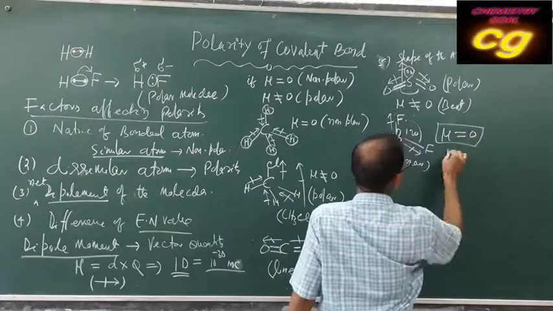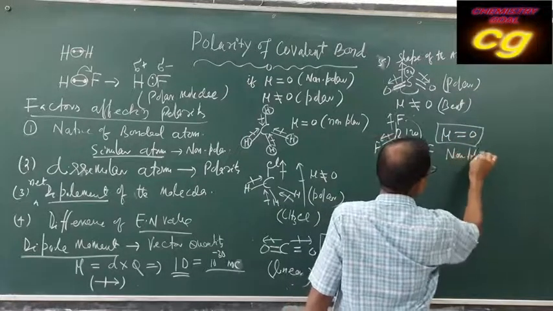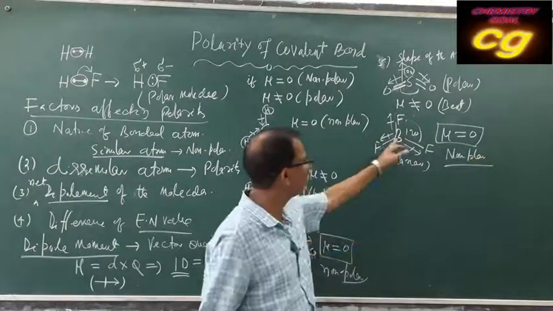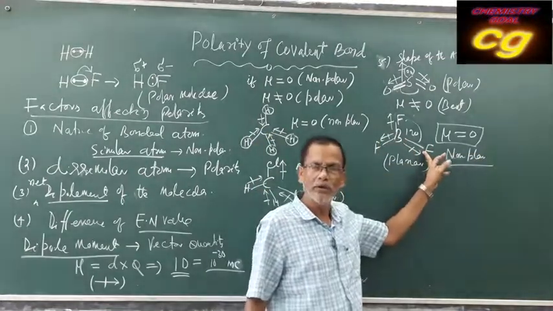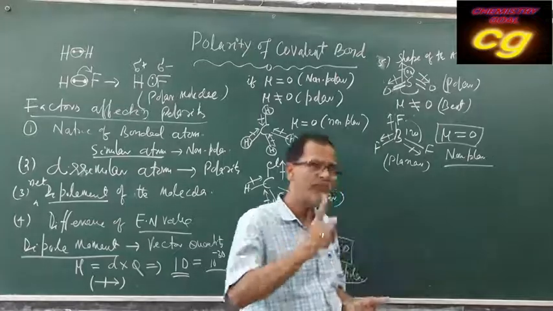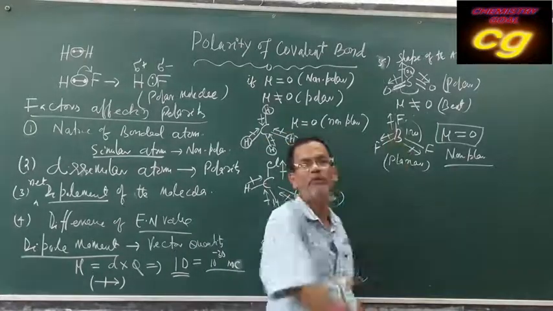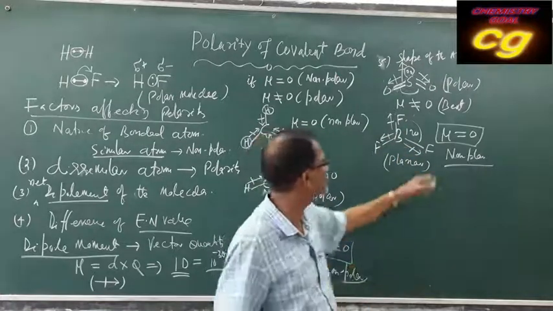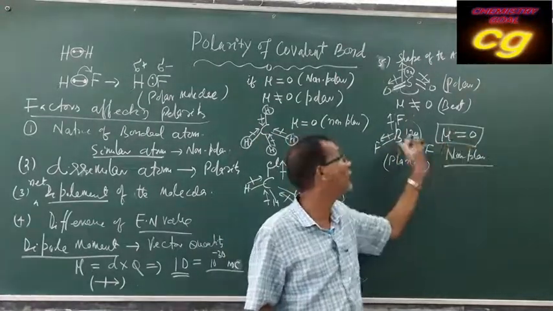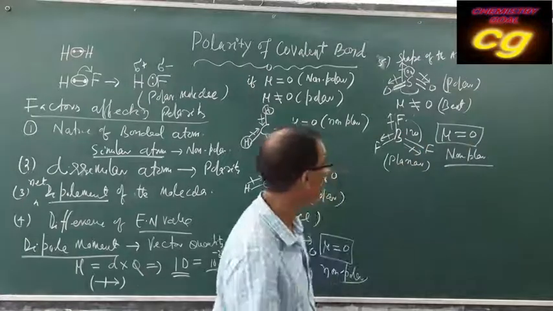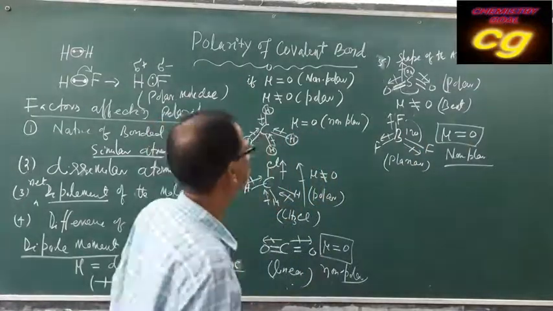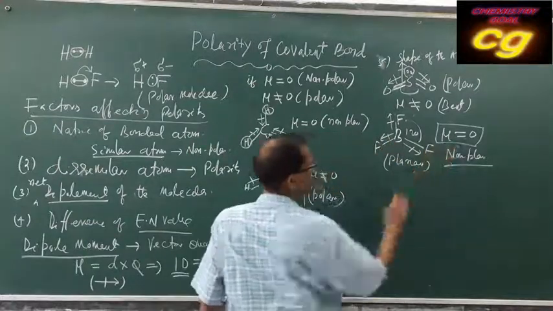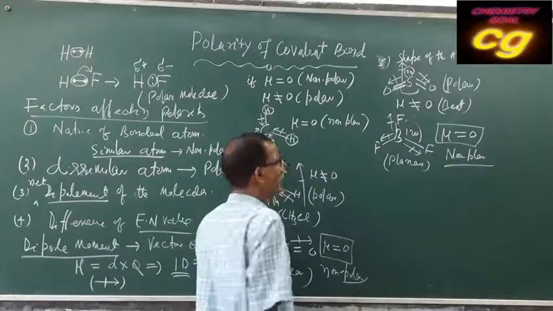As mu is 0, so it is non-polar. Although B-F is a polar bond, remember that a bond may be polar, but the molecule may be non-polar because all bonds combined give rise to mu 0. If all bonds are equal, having no lone pair, then BF3 has mu equal to 0.